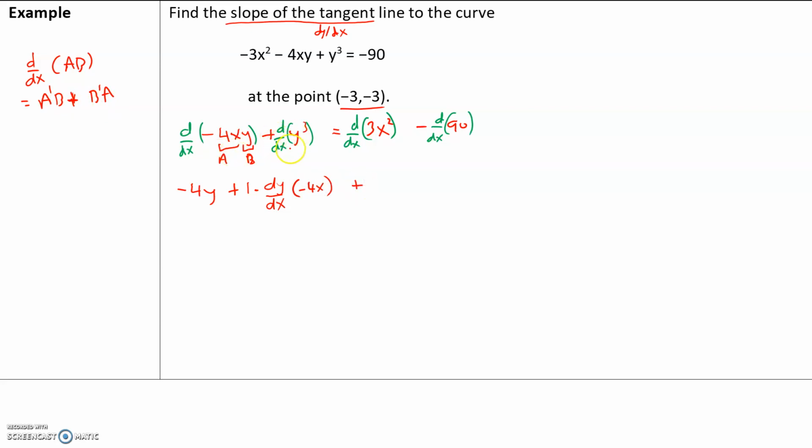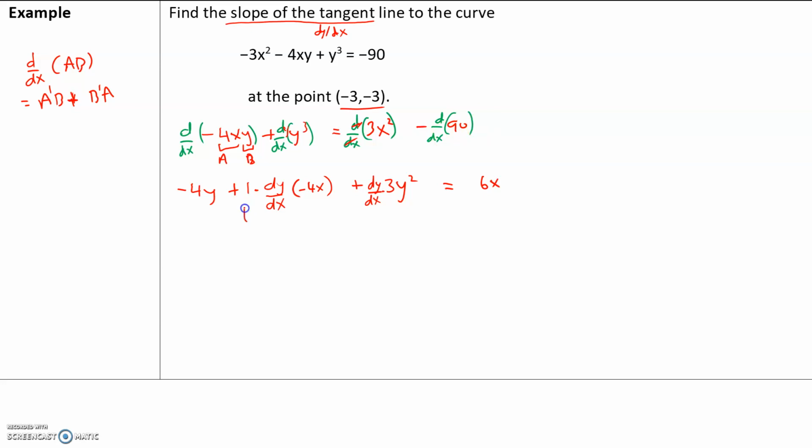Then we have d/dx of y cubed, so the 3 comes to the front. This gives us 3y squared. We always put the variable we're differentiating over the dx, so this is going to be dy/dx, which means we do have a dy/dx left over in this term. On the right side, 2 times 3 is going to be 6x. dx is 1, so that's going to cancel. Derivative of a constant is 0, so we're not going to worry about that.